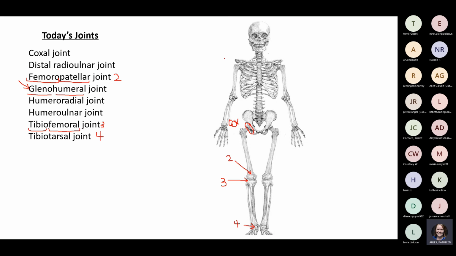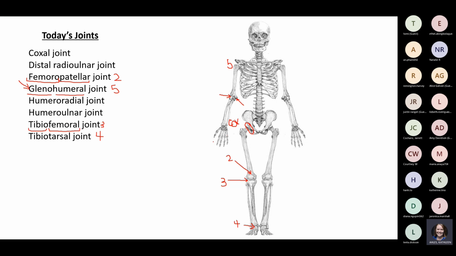Back up to the shoulder, where we're going to start with the glenohumeral joint in the top of the shoulder. Then we've got two joints that make up the elbow. And you actually had this on your group work activity to remind you that there are two different bones that articulate with the humerus at the elbow joint.